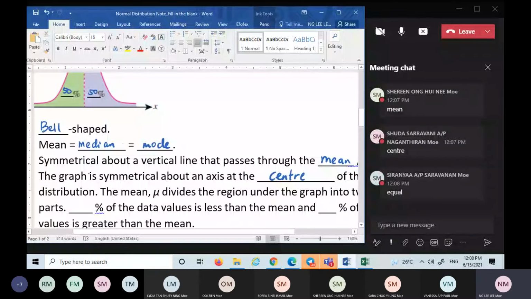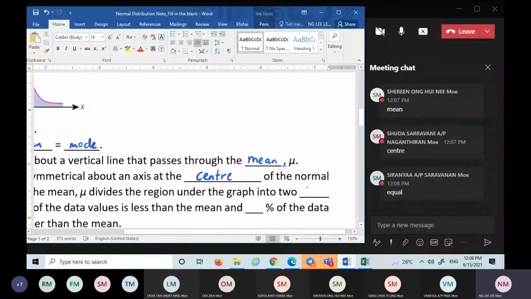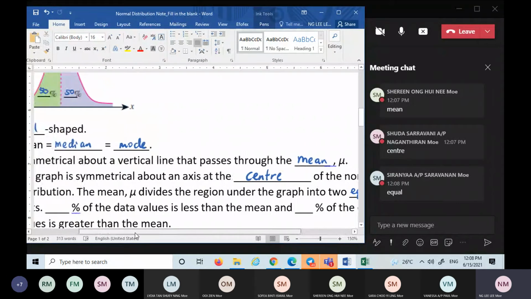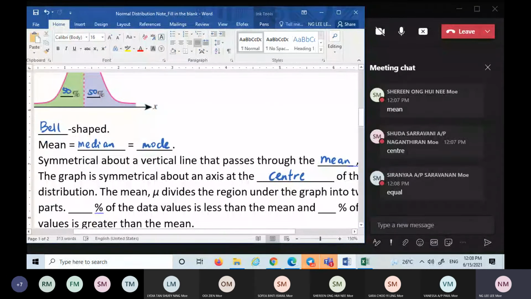Okay, equal. Equal parts. Two equal parts. Okay, then how many percent of data values is less than the mean and how many percent of the data values is greater than the mean? Okay, so this one is also in the graph. So I fill out for you. This is 50% and this is also 50%.